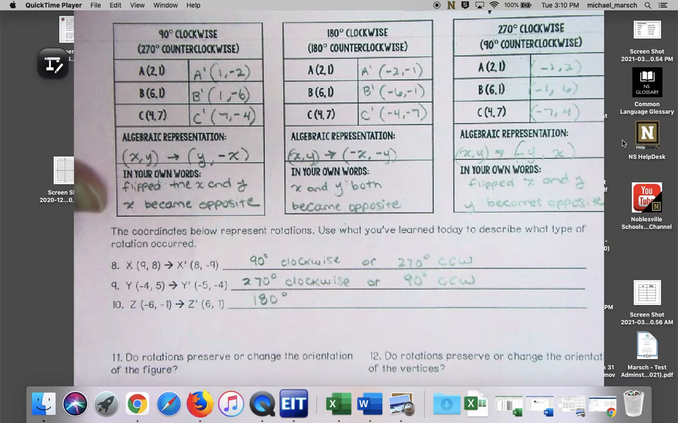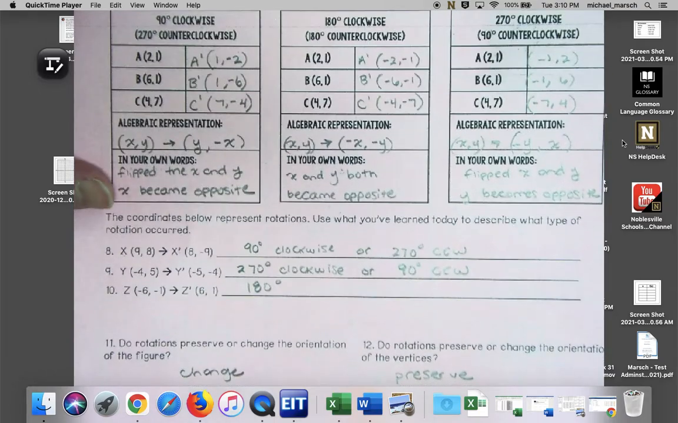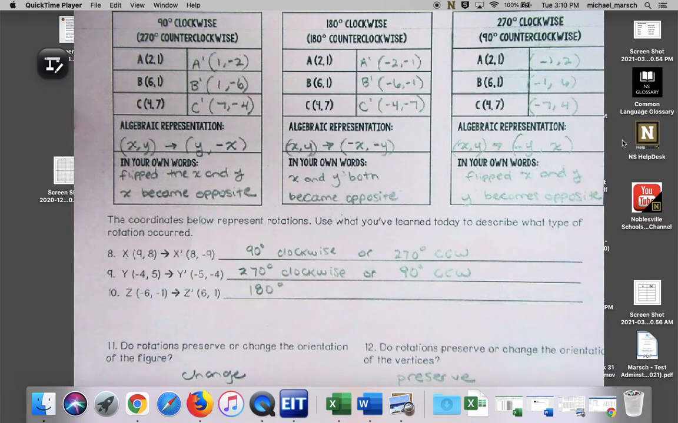Do rotations preserve or change the orientation of the figure? They definitely change the orientation, but we preserve the vertices, right? The vertices are still going in ABC order counterclockwise, no matter how we rotate it.